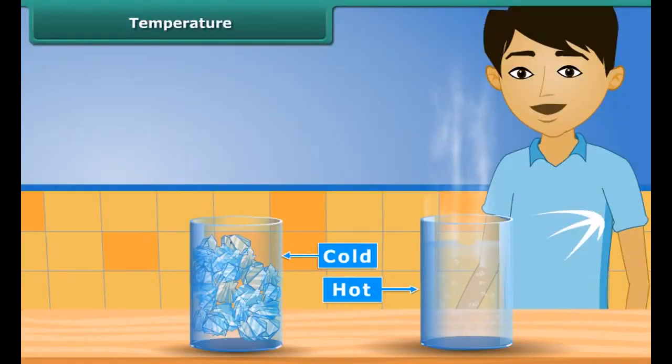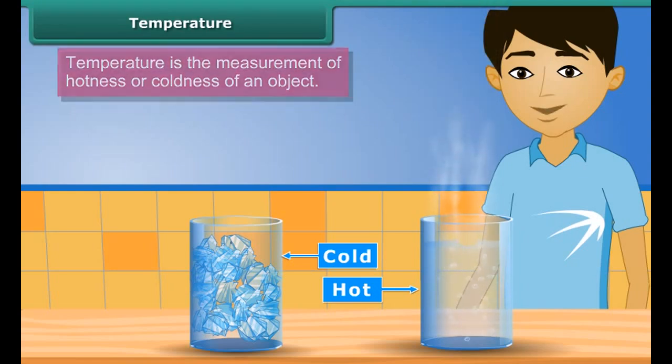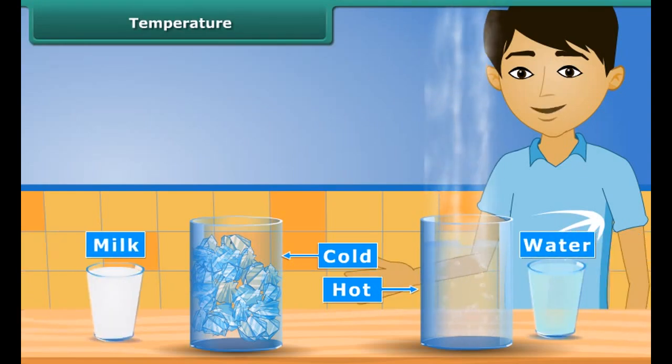Now we will learn the concept of temperature. Temperature is the measurement of hotness or coldness of an object. We say that water from fridge is cold and milk is hot. How much cold is water? Is it cooler than ice? How much hot is milk? Is it hotter than boiling water? Obviously, for this we need a measure to know about coldness and hotness of a body.